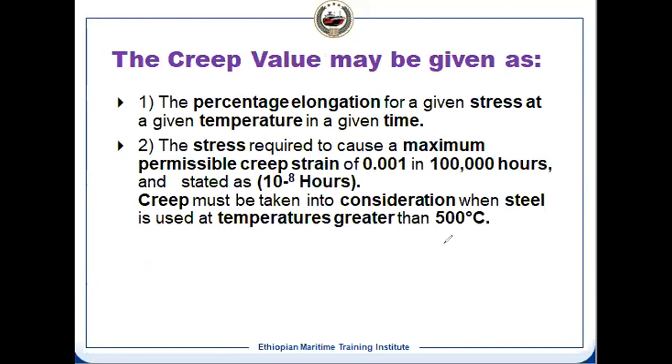And the creep value is very, very little. If you see the percentage of elongation with time, suppose for example the creep is 0.001 in 100,000 hours. In that case, we write it this way. This is 5 plus 3, 10 to the power minus 8 per hour. And we should take creep into consideration when the temperature is greater than 500 degrees centigrade. We must consider the creep because it can fail anytime.